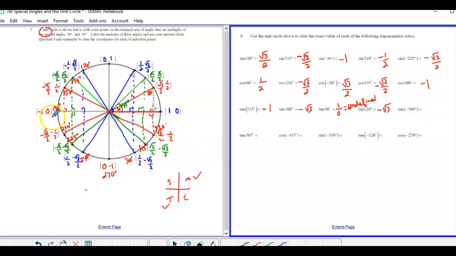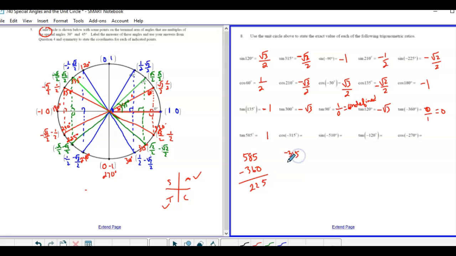Okay, tan of negative 360. So really, that's the same as 0 degrees. So y over x, well, 0 divided by 1 is 0. Okay, so then a variety here, tan of 585. So take 585 and subtract 360. So what's that? 225. It's got a reference angle of 45, so you know it's going to be a 1. But it's not second quadrant, it's third quadrant. They're both the same sign, so it is positive 1.